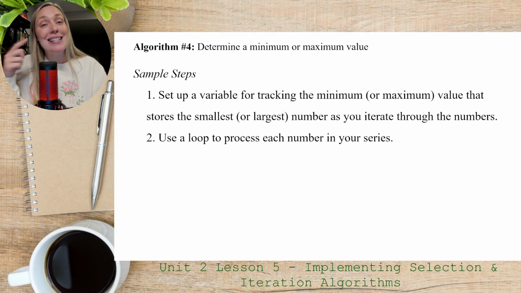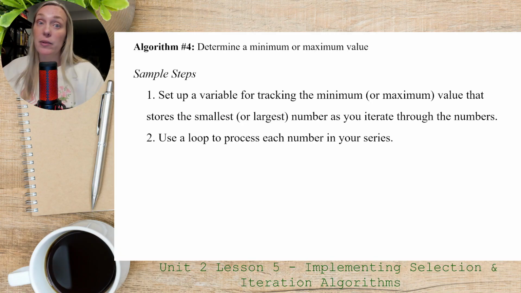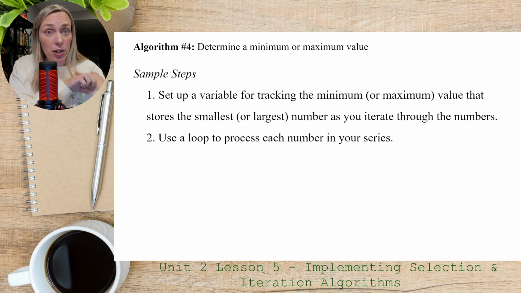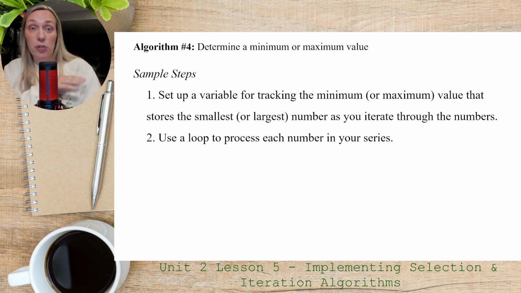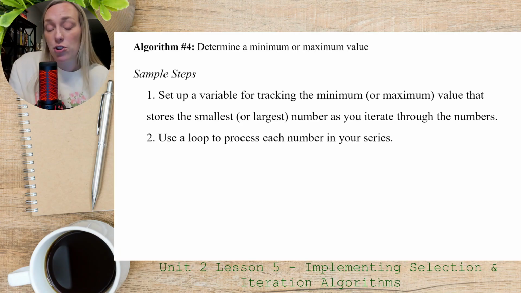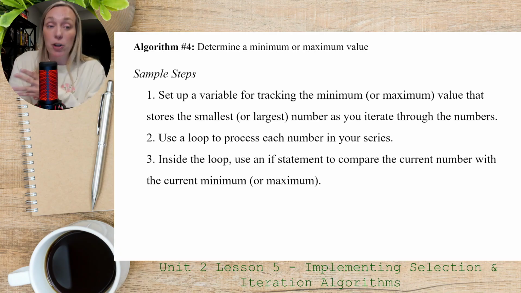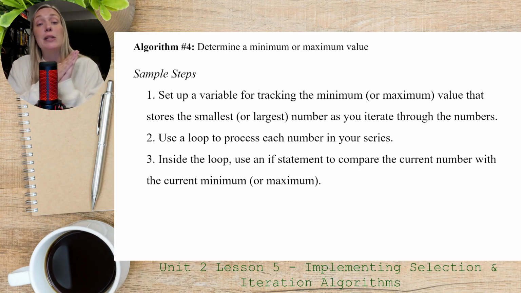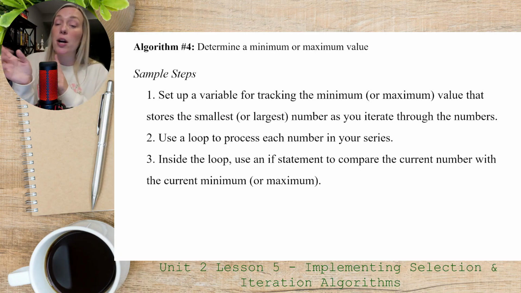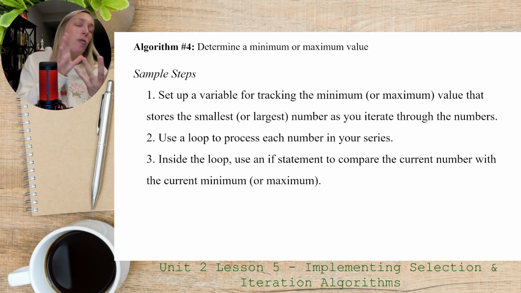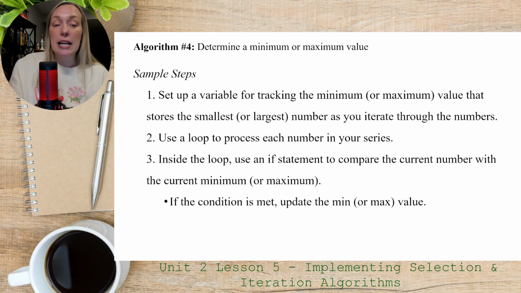Use a loop to process each number in your series, whether that's a user entered number like we're going to do, or a number in your array or in your list, whatever data structure you have. You're going to use a loop to process each number that you want to go through. And inside the loop, we use an if statement to compare the current number with the current minimum or maximum value. And if the condition is met, we want to update the min or max.